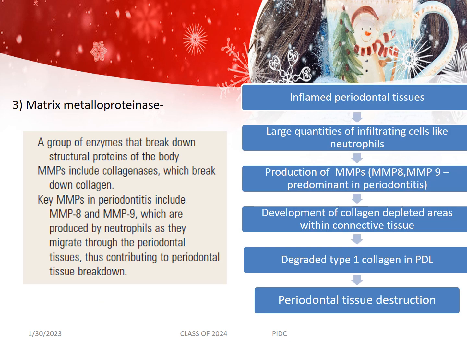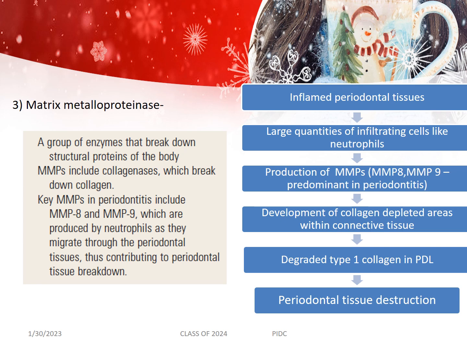Third host-mediated inflammatory response mediator is the matrix metalloproteinases. This is a group of enzymes that break down the structural proteins of the body, matrix metalloproteinases, into collagenases, which further break down the collagen. Key MMPs in periodontitis include matrix metalloproteinase 8 and 9, which are produced by the neutrophils as they migrate through the periodontal tissues, thus contributing to periodontal tissue breakdown.